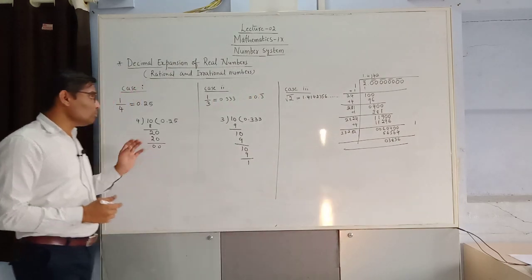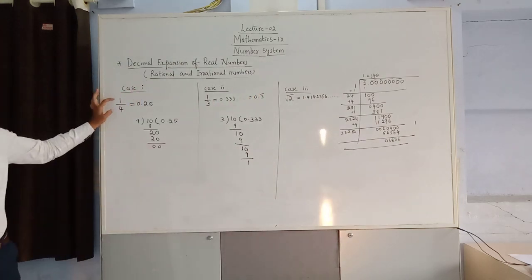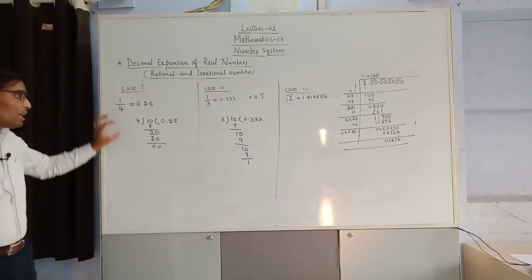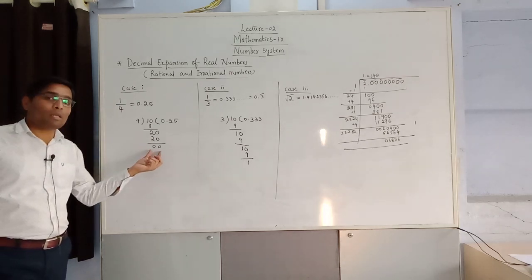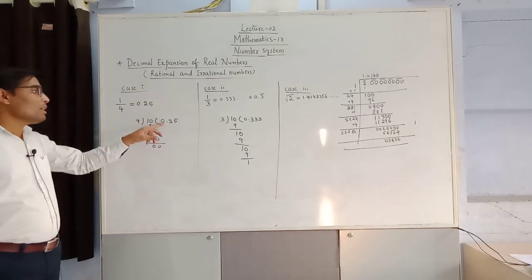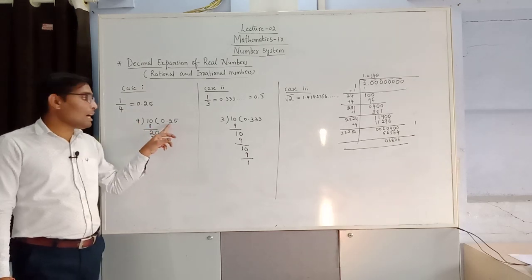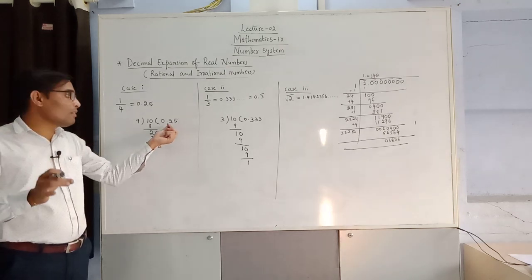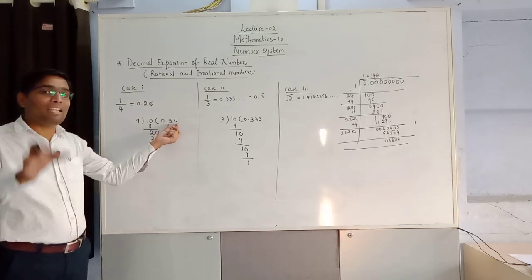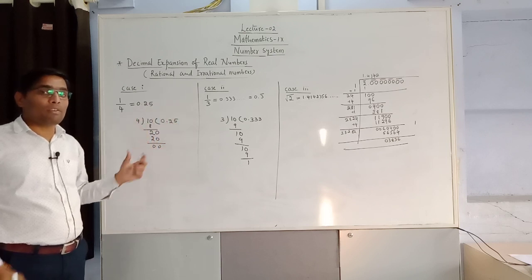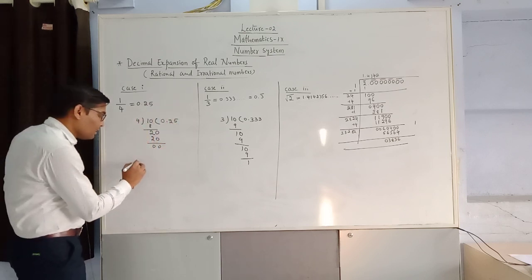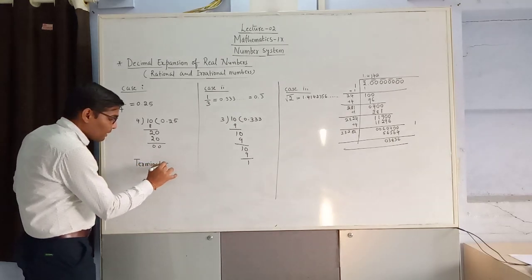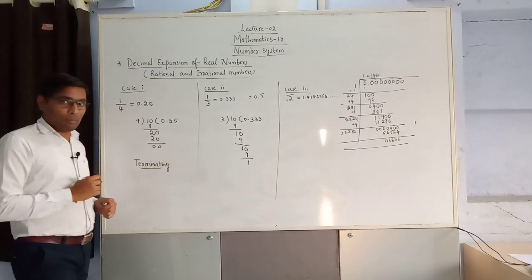Look at case 1. In case 1, we have divided 1 by 4. When we divide 1 by 4, after certain steps, we have got a remainder of 0. By that time, in the quotient, after the decimal point, there are a countable number of digits. It means that after the decimal point, the digits are ending. Then this type of decimal expansion is called terminating.